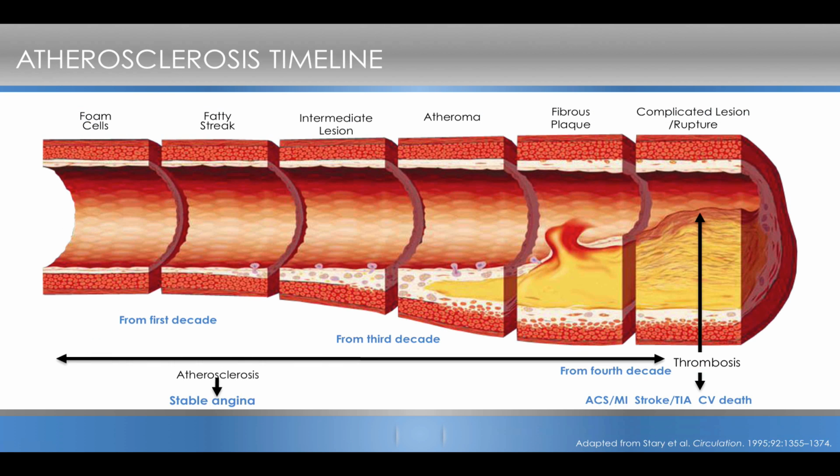This is a timeline of how atherosclerosis develops throughout life. On the left hand side we have a normal looking artery. Increasingly over time, as we move towards the right hand side of the slide, atherosclerosis develops initially as intimal thickening, fatty streaks, intermediate lesion, and then complicated atherosclerotic lesion. The disease tends to present sometime after the third or fourth decade onwards.